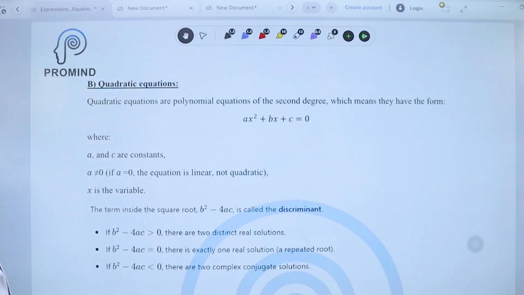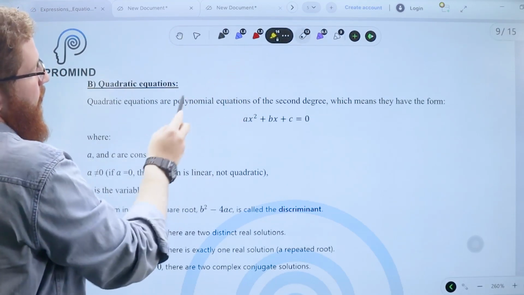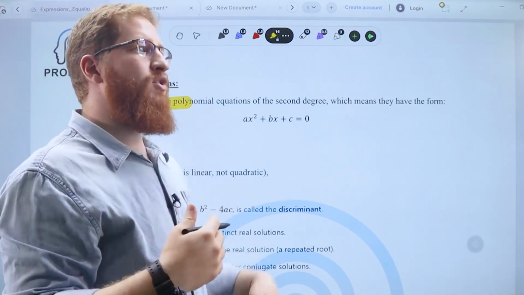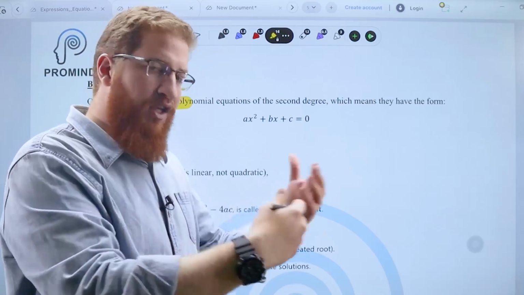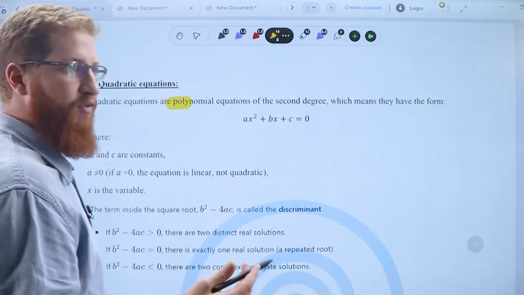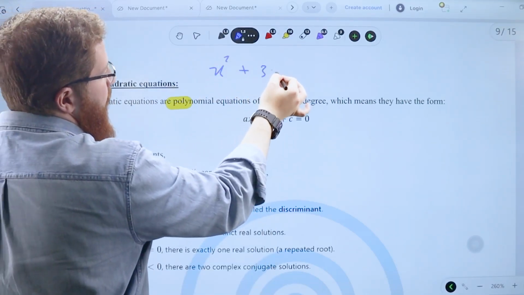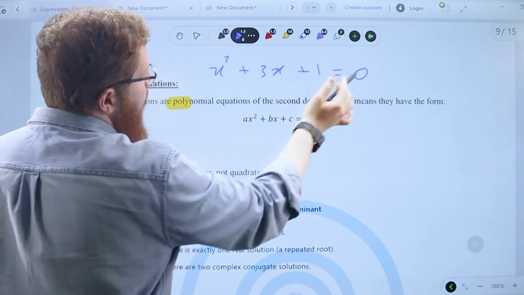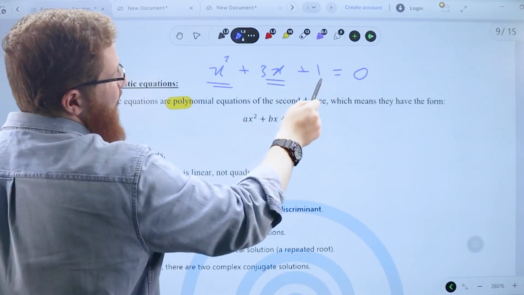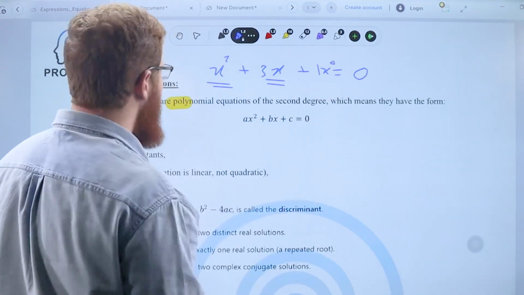Quadratic equations are polynomials. When we say polynomials, poly means many, and nomial means term. So polynomials have many terms, and each term has a different power of the variable. Like I can say x squared plus 3x plus 1 equals 0. Here x is to the power of 2. Here x is to the power of 1. Here x is to the power of 0, which is the same as 1, equals 0.